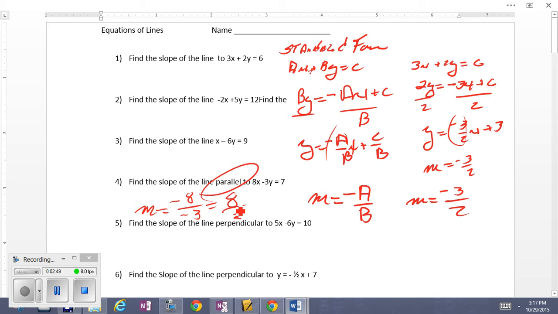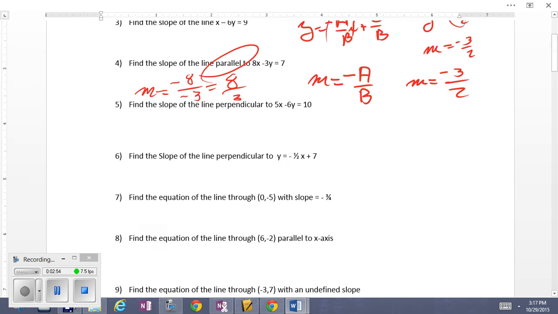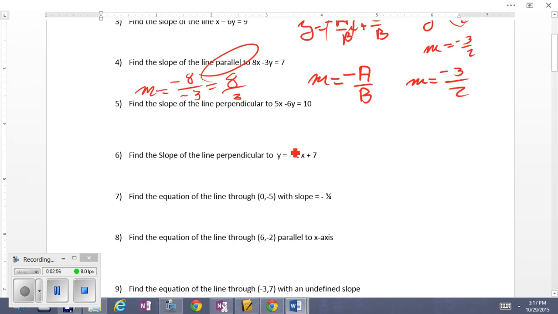All right? When we're talking about perpendiculars, we're talking about slopes that are opposite reciprocals. So here, in number 6, we see that the slope is equal to negative 1/2, so the slope of the perpendicular would be the reciprocal of 1/2, which is 2 over 1, and its opposite sign, which would make it positive, so the slope is 2. Okay, that's what we have with a couple of those.